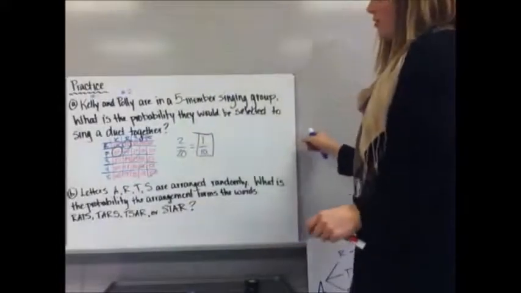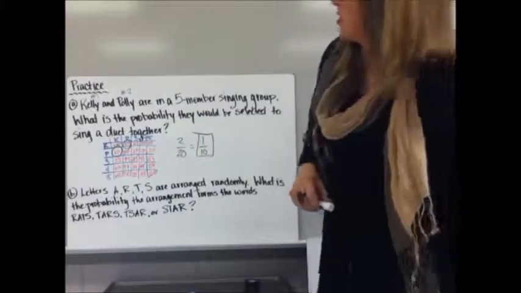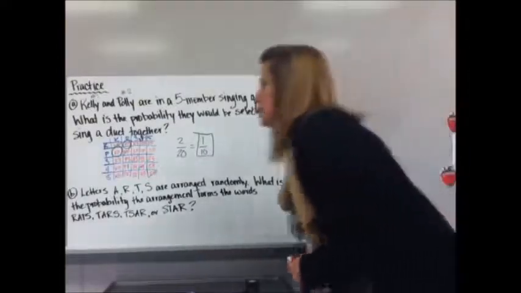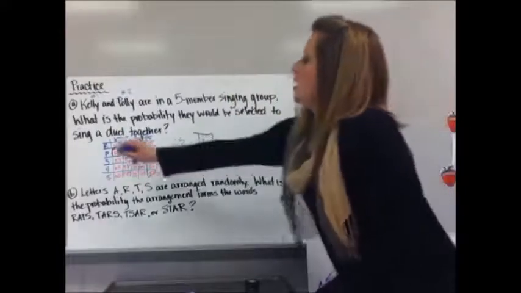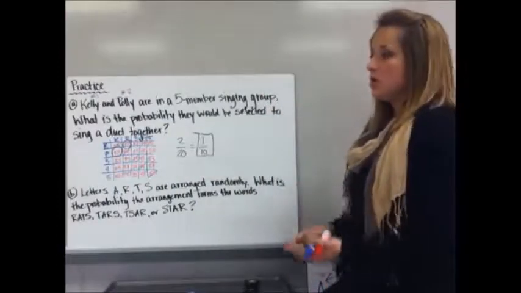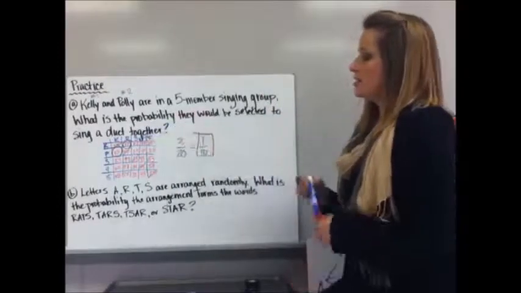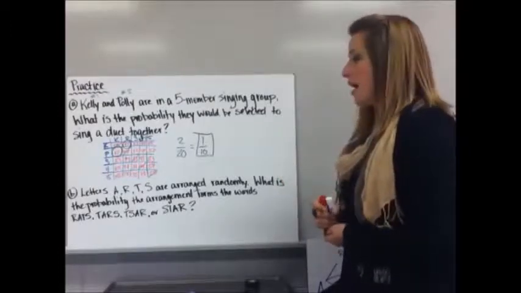Okay, so for practice A, it says Kelly and Polly are in a 5-member singing group. What's the probability they would be selected to sing a duet together? I chose to use a table with this one. So along the, I guess you could say the y-axis is person number one of the duet. The other axis is person number two. In this case, the order does not matter.